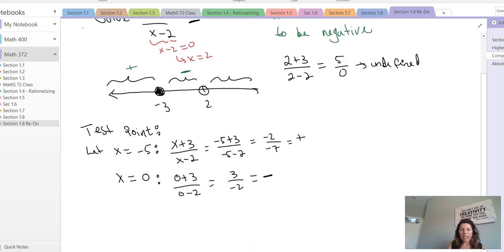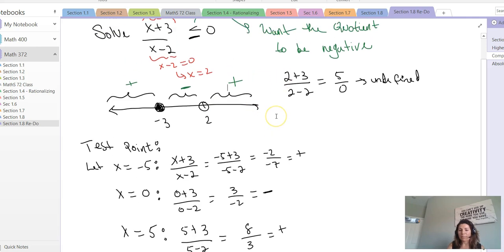And now a test point on our last region, the right. So pick something that is in this region, so something bigger than 2. It can be 3, 4, 5, anything you want. So I'm going to pick 5. So I'm going to have 5 plus 3 over 5 minus 2. So I get 8 over 3, which is positive. And so on that right region, it's positive.